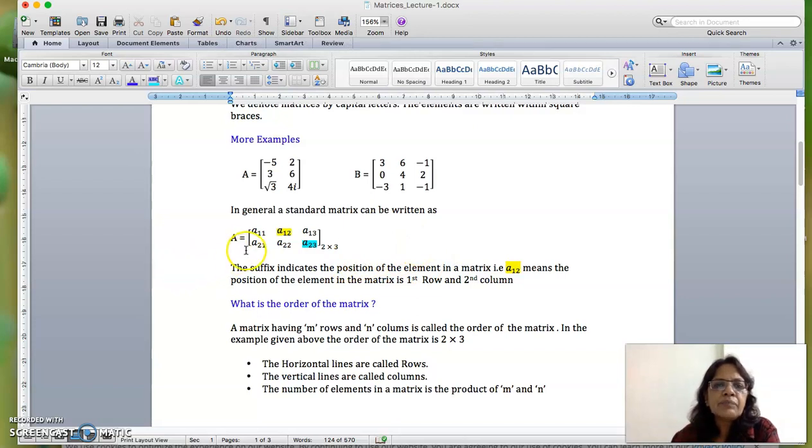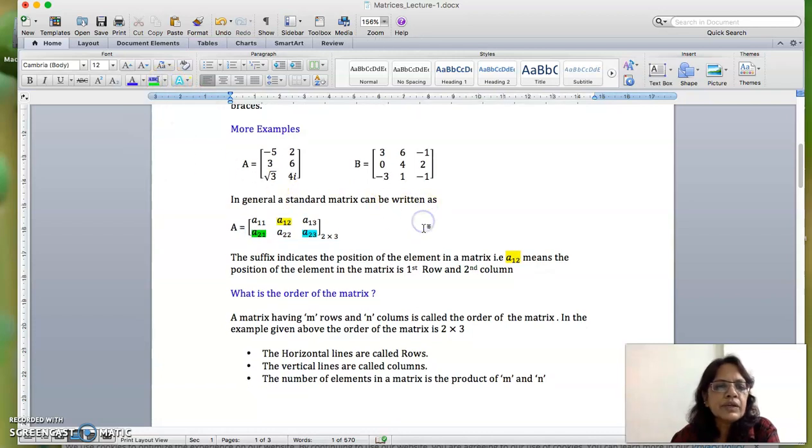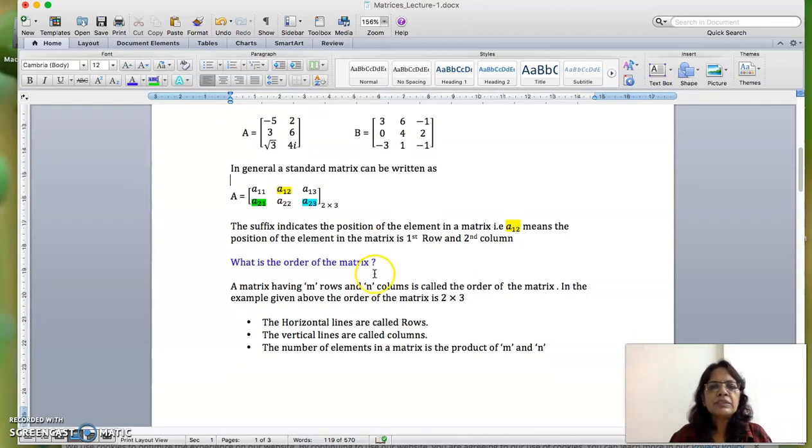Got it? Suppose we highlight another, A21. I want to show A21, say in green color. So what will 21 indicate? Second row, first column. So that is the positioning in the matrix. Now some more concepts will come: the order of a matrix. Here you can see the order of a matrix written as 2 cross 3.